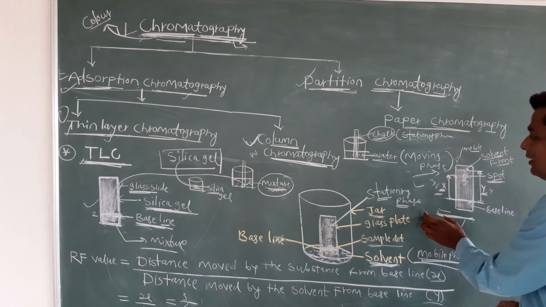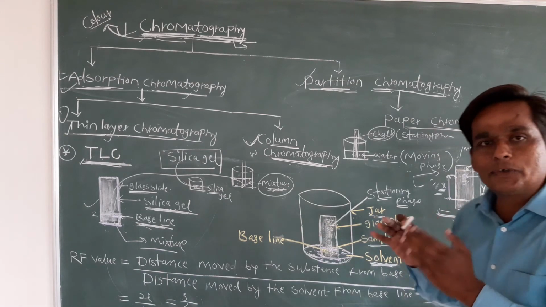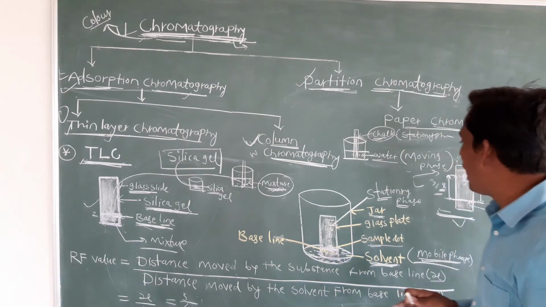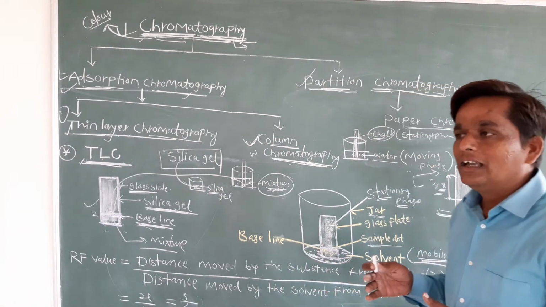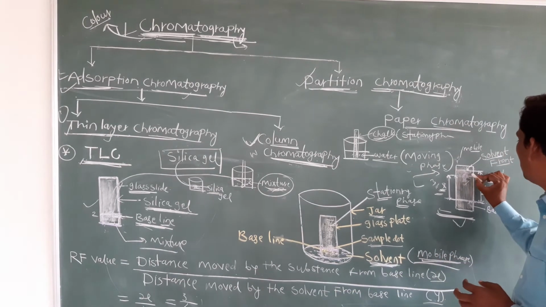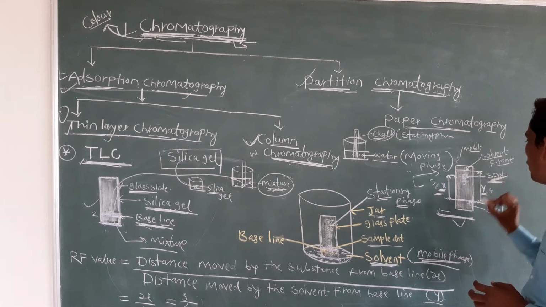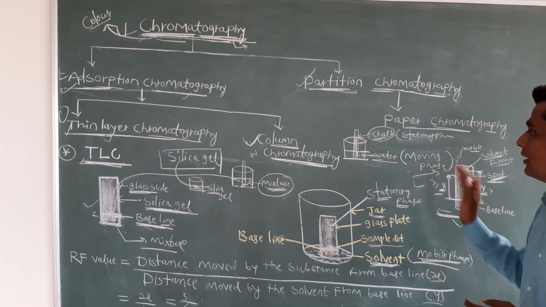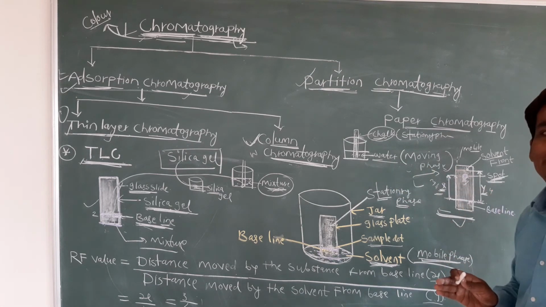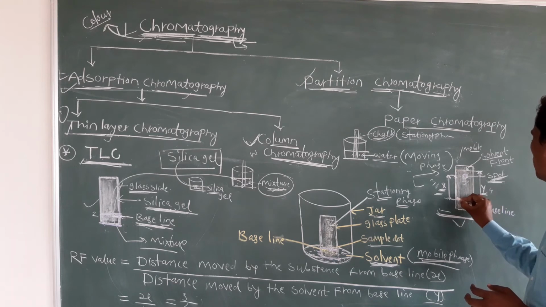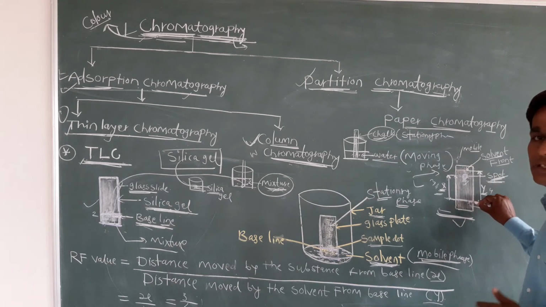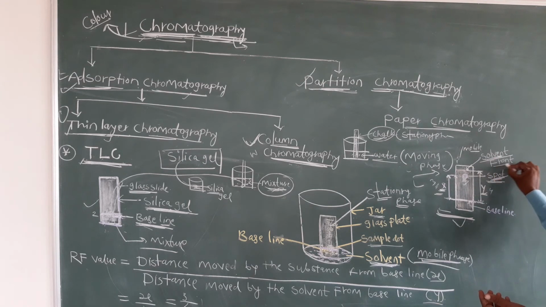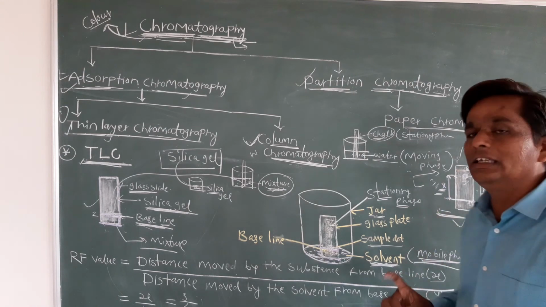You remove this and dry it for 10 minutes, and after drying you spray the iodine or ninhydrin solution, which are the indicators. After spraying this indicator, we will get some colored spots here, and those color spots are nothing but your given mixture. You can check their distance from the baseline. This is your baseline. You can measure the distance. This is the x, and from the baseline, how much distance is traveled by the solvent? This is the solvent front, that is y. So we can easily calculate the RF value.